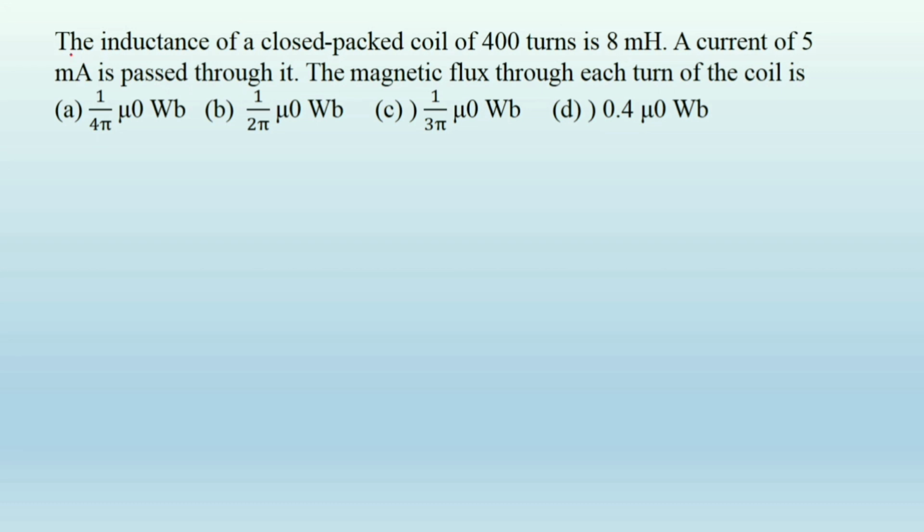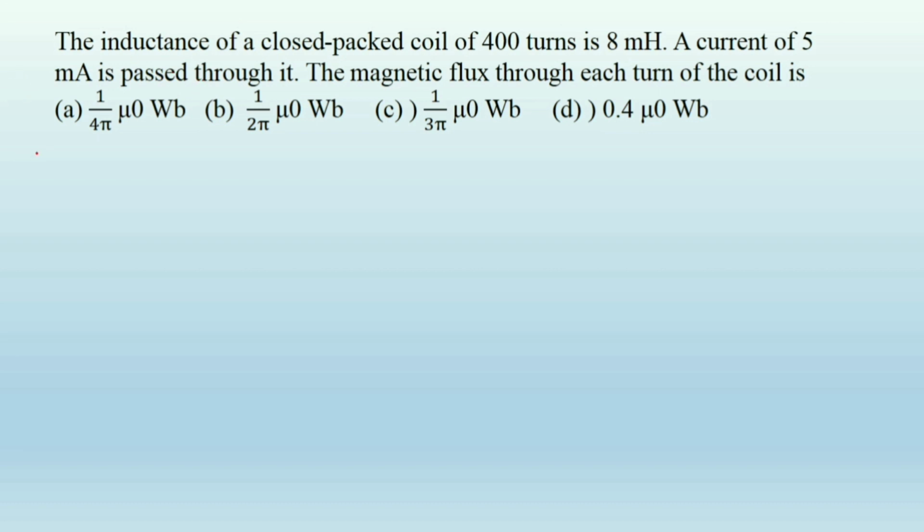The question is, the inductance of a closely packed coil of 400 turns is 8 millihenry. A current of 5 milliampere is passed through it. The magnetic flux through each turn of the coil is. So we have to calculate magnetic flux. We know that magnetic flux is directly proportional to electric current, so that equation we can use here.